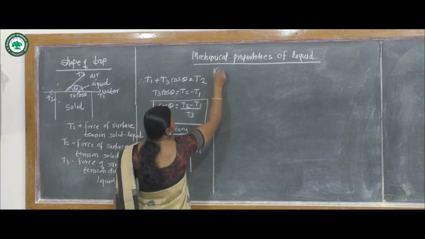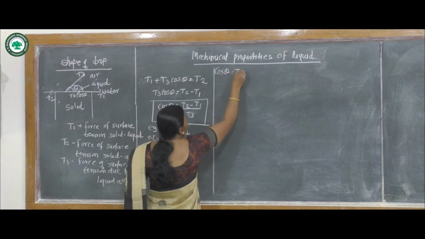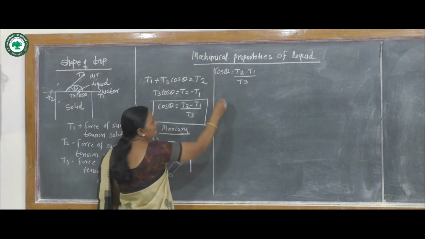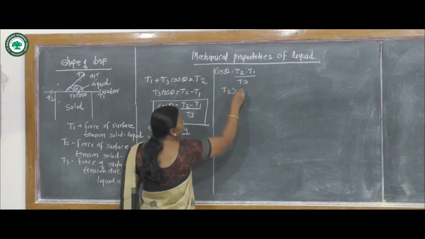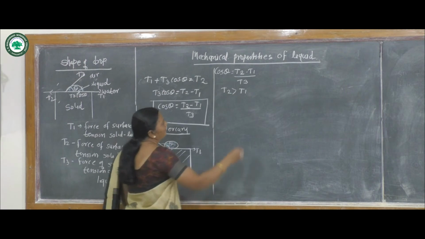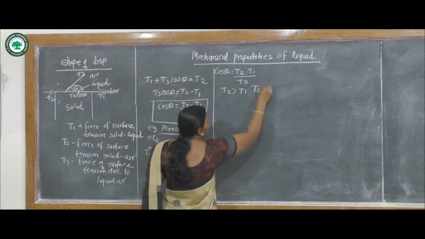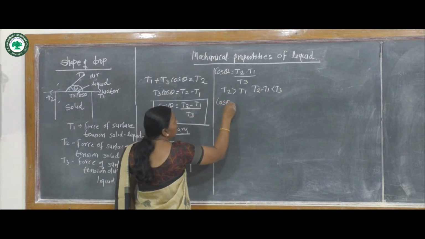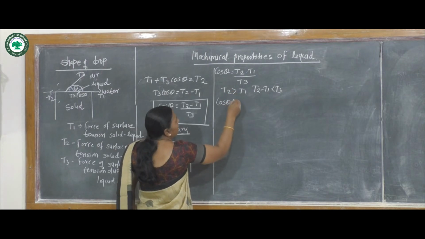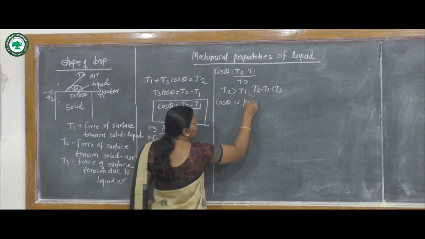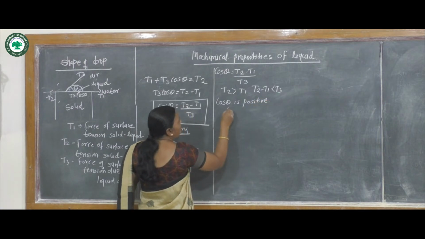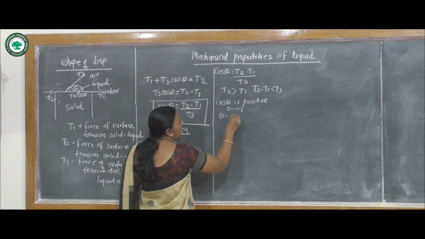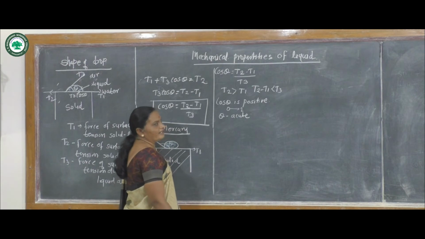Here cos theta is equal to (T2 minus T1) divided by T3. In this case, T2 is greater than T1. Then T2 minus T1 is less than T3. What happens here? Cos theta is positive. Its value varies between 0 to 1, and the angle of contact is acute.